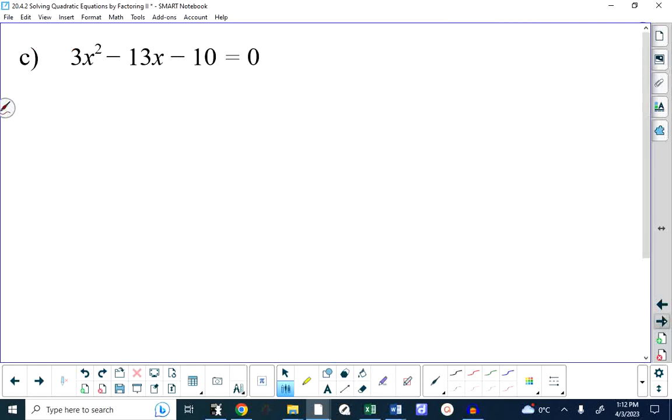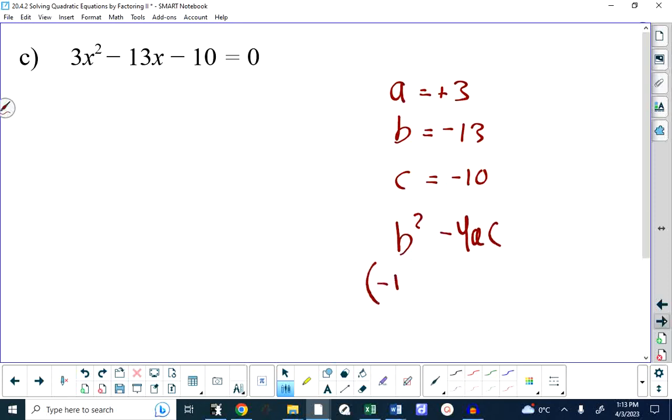Is this factorable? Well, when I say is it factorable, I'm not saying try to factor it and see if you can do it. I'm saying what is b squared minus 4ac? This one's a little bit different because a is positive 3, b is negative 13, c is negative 10. b squared minus 4ac, when you square that negative 13, it's going to become positive. Minus 4 times a, which is 3, times c, which is negative 10.